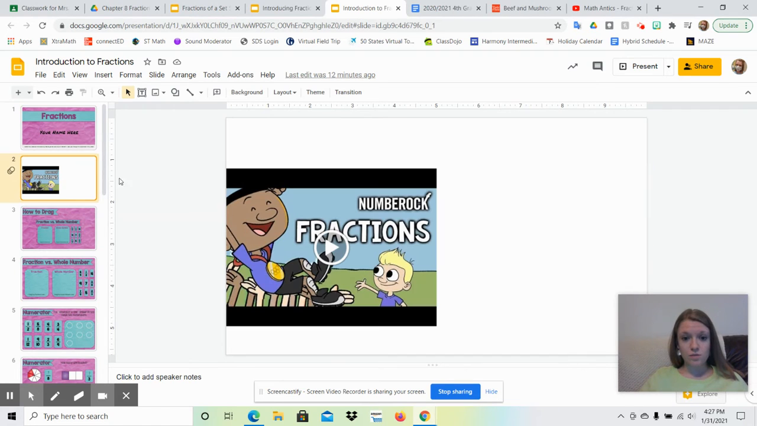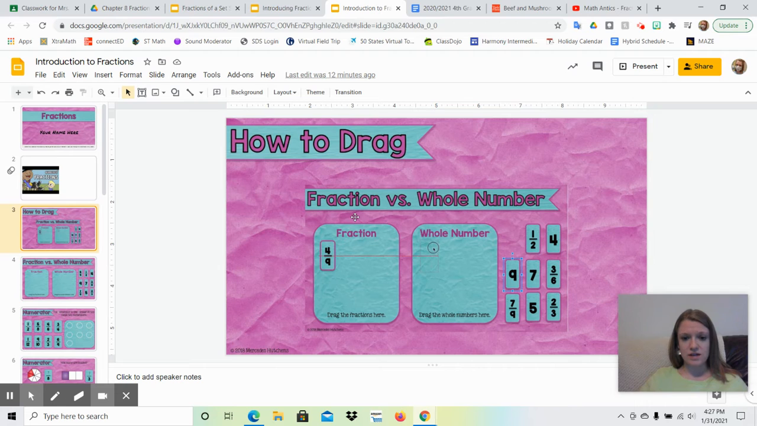Please make sure that you watch this Number Rock video though, because Number Rock is super amazing and they do a great job of explaining their concepts. This is all about fractions. Make sure you watch this video, and when I'm done recording this, the video that I'm making will be on here as well. This first slide just tells us how to do stuff, which is really cool.